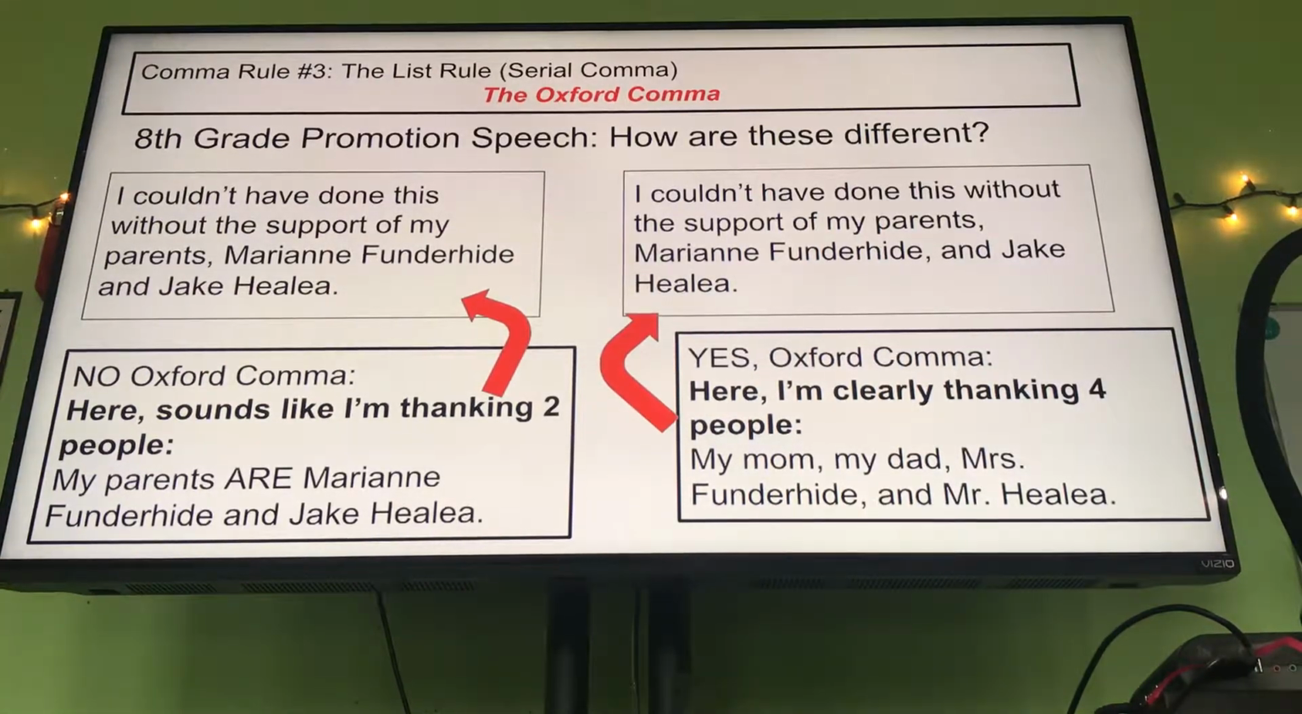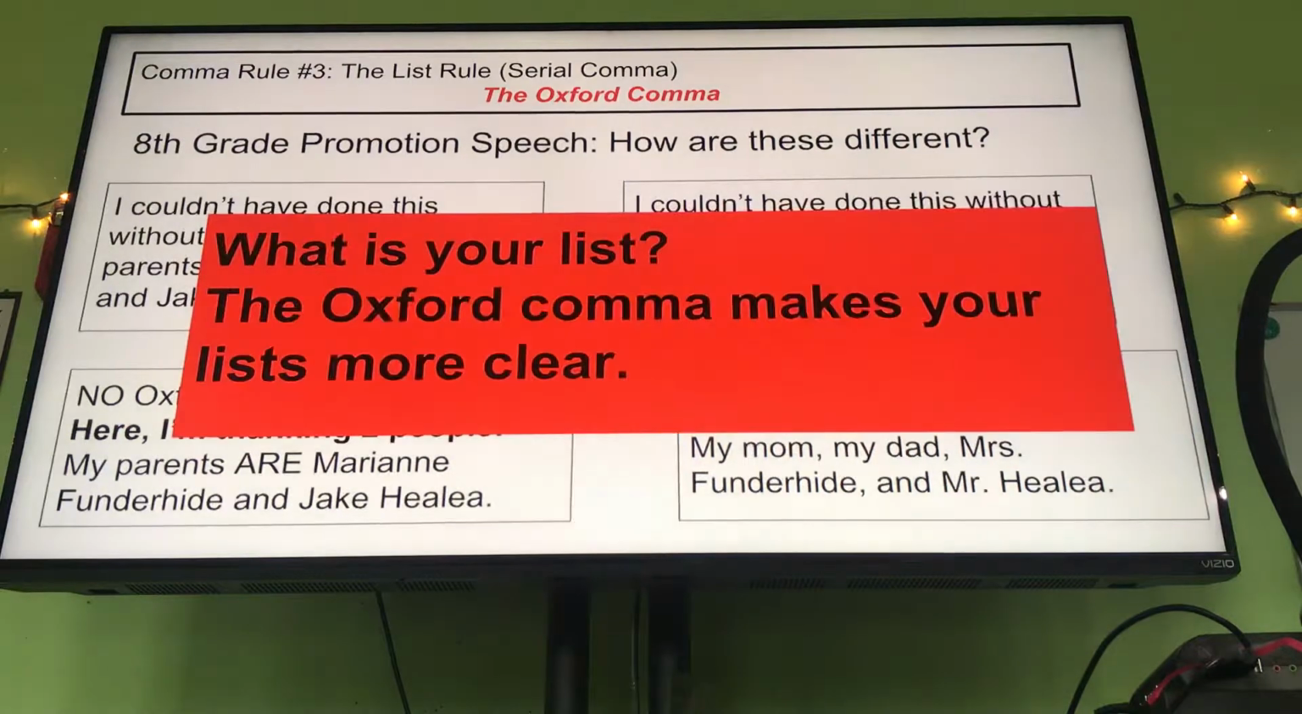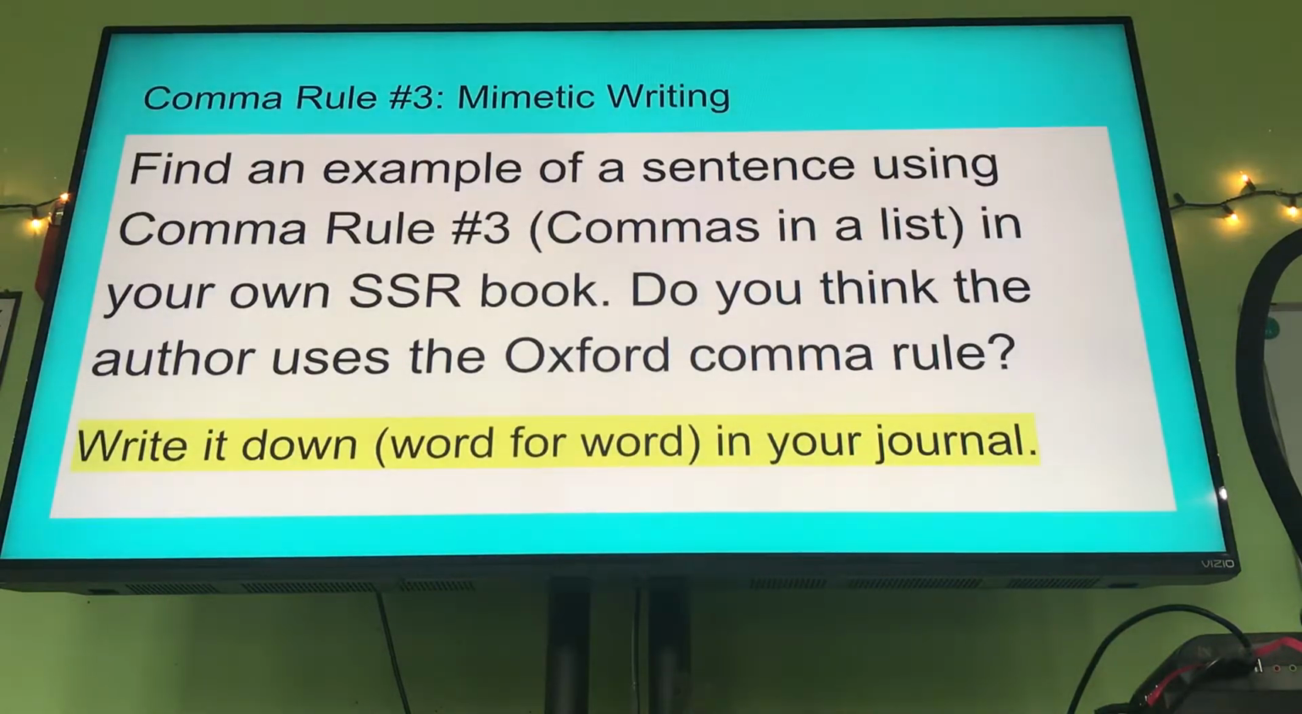So again, without the Oxford comma, sounds like I'm thanking 2 people, like they are my parents. With the Oxford comma, much more clear. That's why you do it. Okay, so let's go to the worksheet.